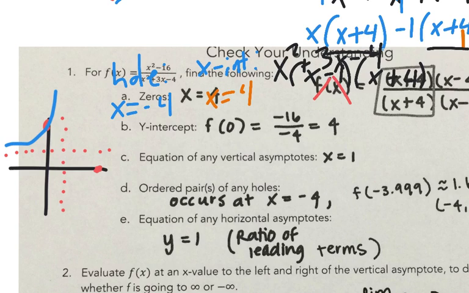Now what happens on the right side of the vertical asymptote? Well, again, two options. It could be up here. Well, if it is, I won't get the x-intercept. So it has to be on the bottom part and then crossing there. You see how I did that with my points?